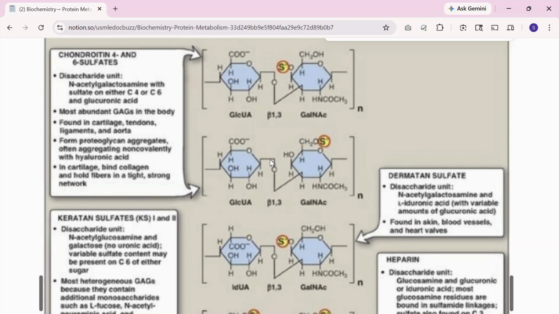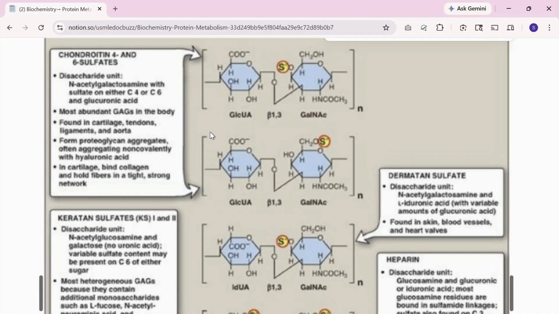Okay. Do we have to remember the bonds or the sulfur positions and all of that? No. Okay. That's not required, right? But what is required is if they end up saying dermatan sulfate or heparin sulfate or whatever, right? You should be able to recognize that that is a glucosaminoglycan. It can be found with proteoglycans, and then proteoglycans have special functions.